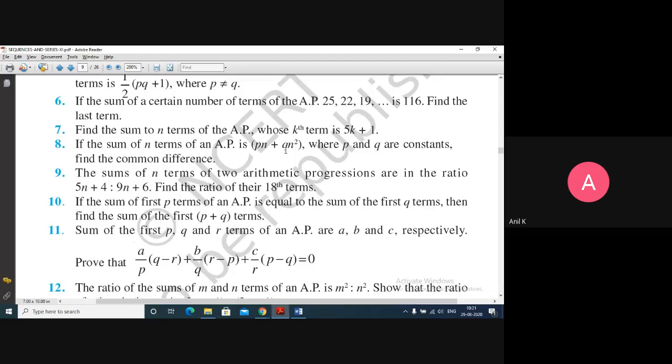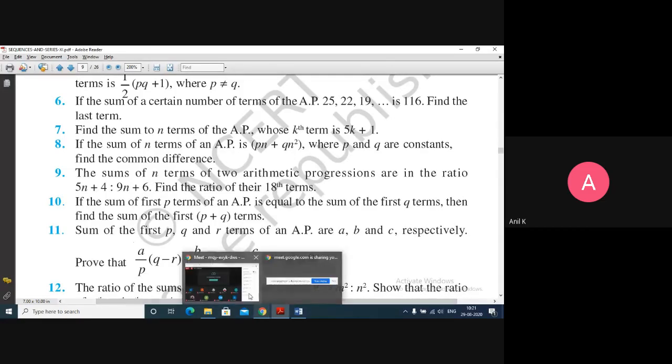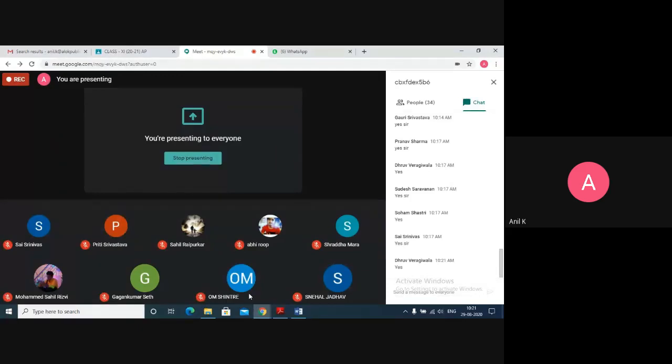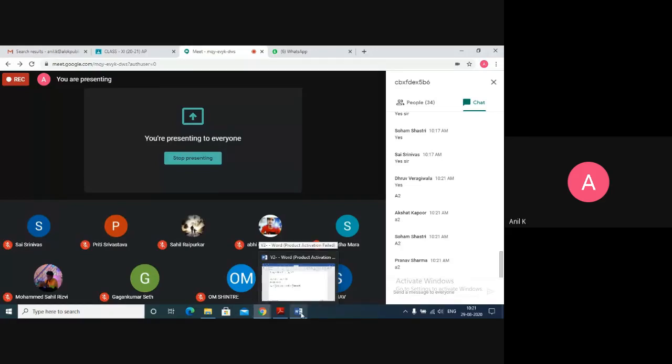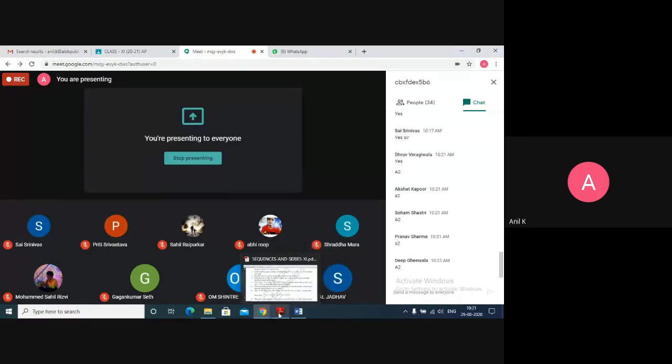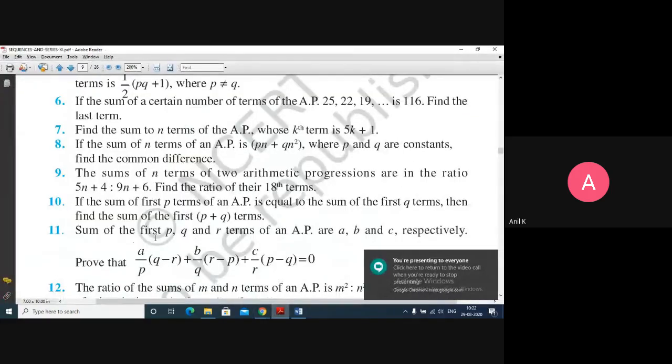Then S2 minus S1 will give me A2. That's what we discussed. After getting A2, again you find A2 minus A1, which will give d. Can you solve this question as homework? We already discussed one example based on this. Try it out.